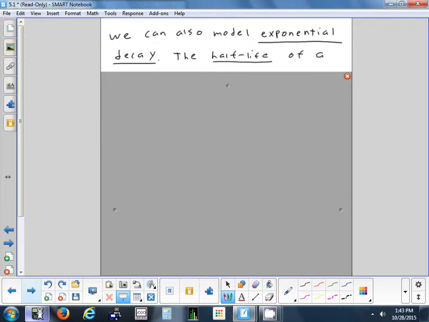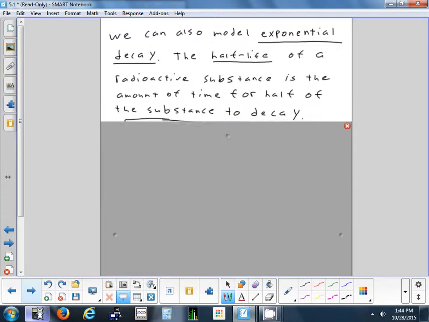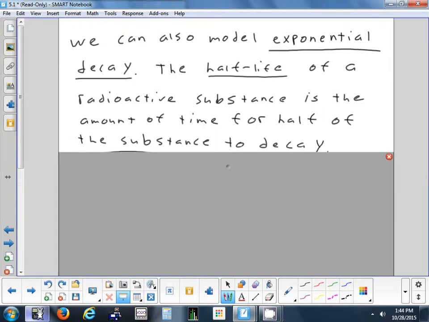In chemistry? Yeah, you might use it when you talk about a radioactive substance. Basically, the half-life is the amount of time for half of the material you have to break down and disappear. So let's say this was radioactive material, and every hour, half of it disappeared.